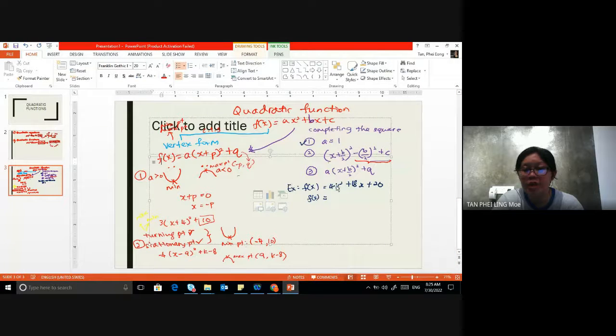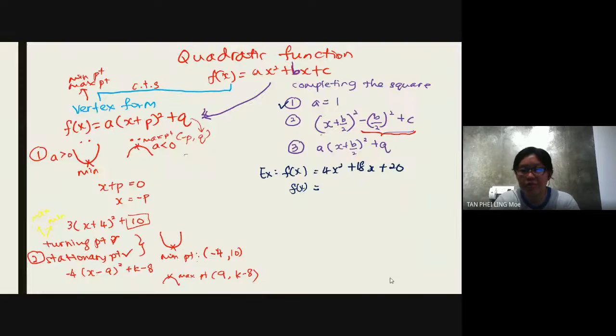No, 4x squared can be divided by 4. 18 cannot be divided by 4. It's okay, but you are going to factorize it out. So that's why I said that usually when we deal with a function, we don't divide by 4. Meaning a function should not be simplified.